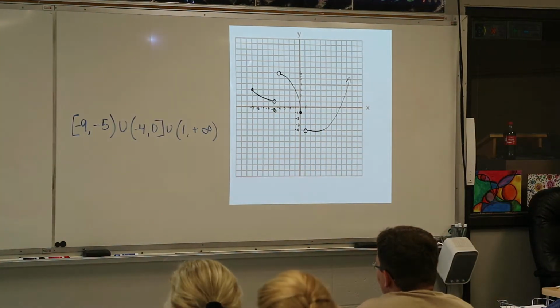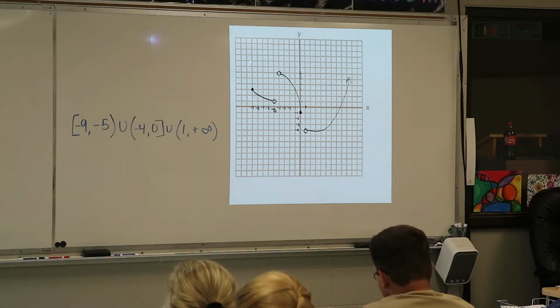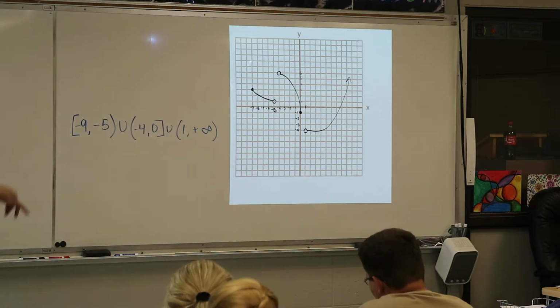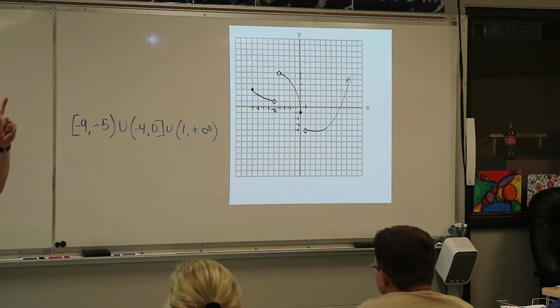Okay, alright, let's discuss. Thank you for the volunteer. Do we agree with the first one, from negative 9 up to negative 5? Yes. Sure. Do we agree with the bracket and parentheses? Yes.